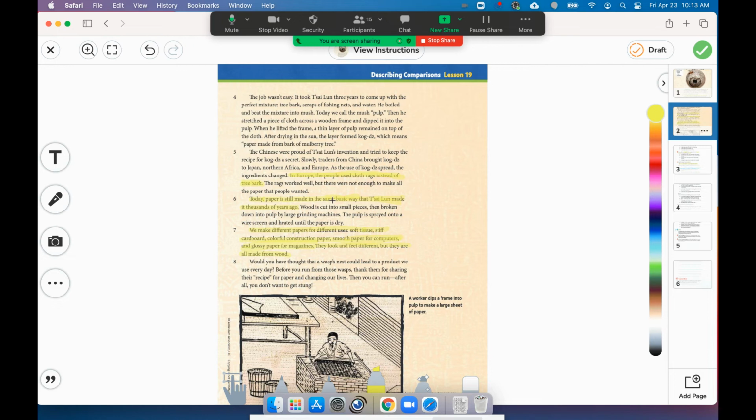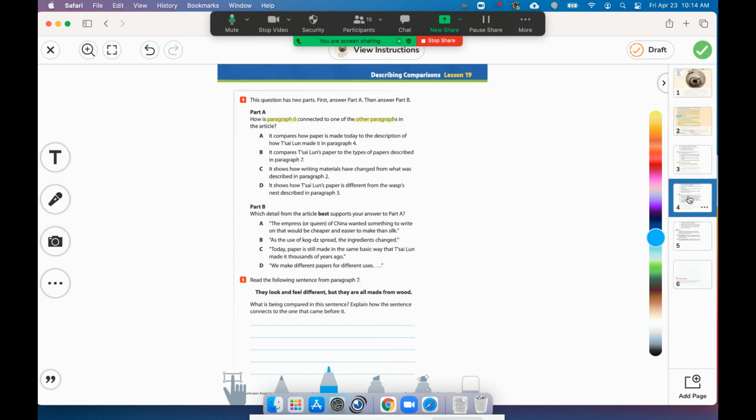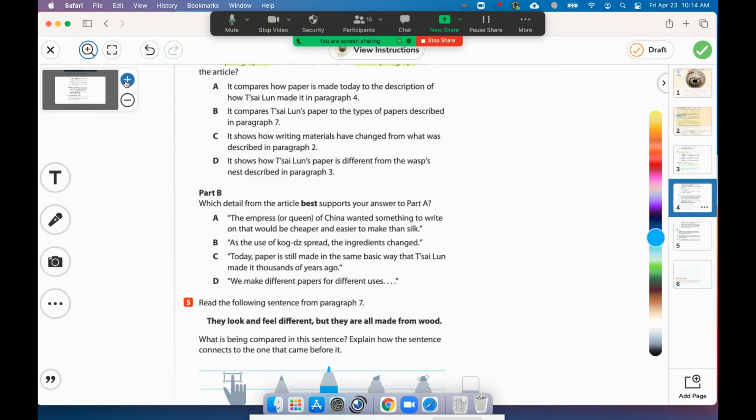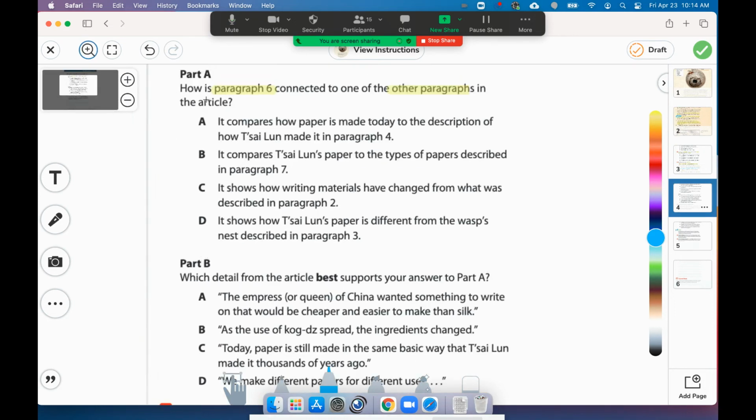Today, paper is still made in the same basic way that Ceylon made it thousands of years ago. Wood is cut into small pieces and then broken down into pulp by large grinding machines. The pulp is sprayed onto a wire screen and heated until the paper is dry. So this one's telling us how we make paper today. The question's asking, how is this related to another paragraph in the article?